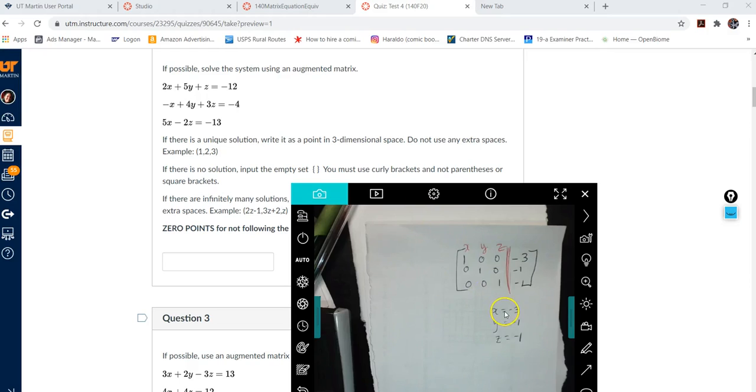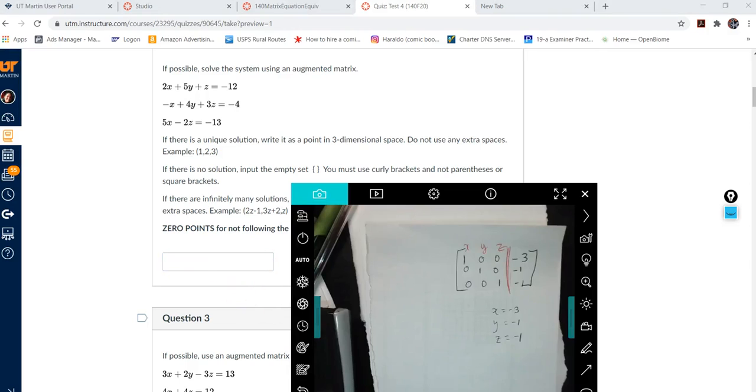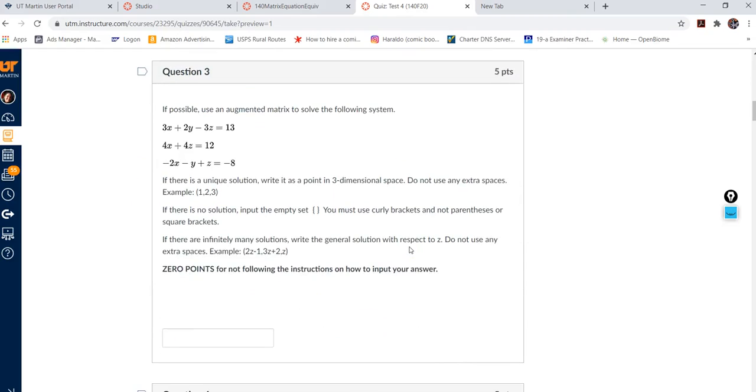So my answer here is a single point in 3-dimensional space, and it's going to be negative 3, negative 1, negative 1. So negative 3, comma, negative 1, comma, negative 1. And I have not had any spaces in there. So I didn't use any extra spaces. So that's what I say the answer is.